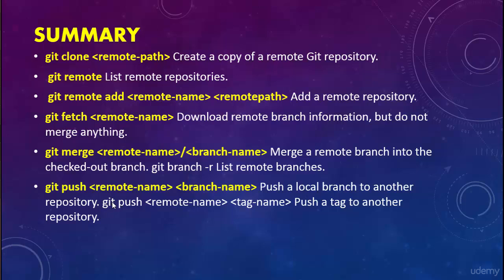Next is the command git push remote name and the tag name. This basically pushes the tag to another repository. So if you want to push a tag to another repository, you can do that with this git push. The remote name means which particular repository you are talking about, and then the name of the tag that you want to push.